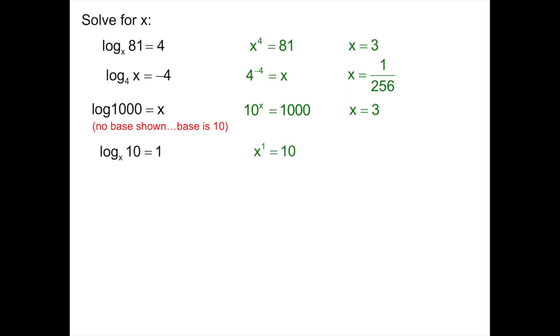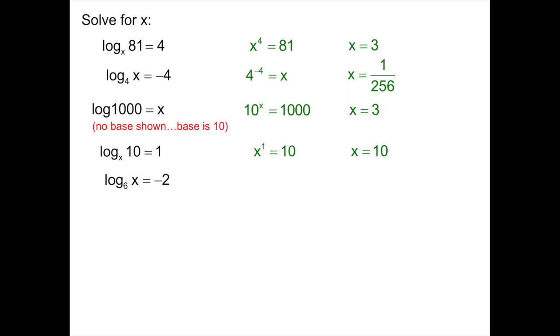We should have x to the 1st is equal to 10. And then from there, I'm thinking what to the 1st, which means the first power isn't going to change it, is going to give me 10. So our base is just 10 there. Try the next one.